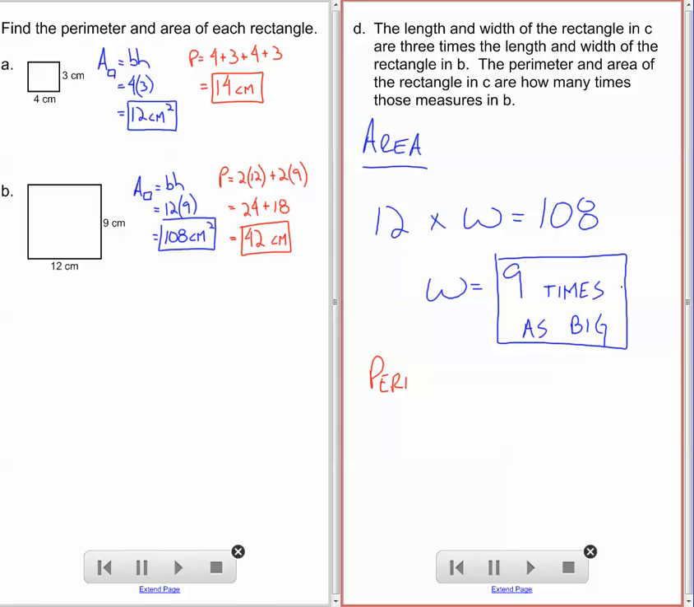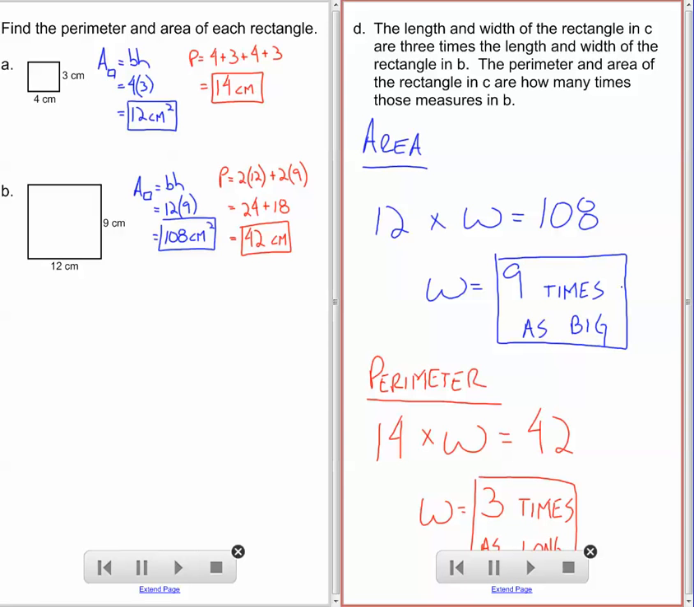Okay, so with perimeter, the perimeter of the small rectangle was 14. And that times what equals the perimeter of the large rectangle, 42? Well, 42 divided by 14 is 3. So the perimeter of the large rectangle is 3 times as much as the perimeter of the small. I said triangle, didn't I? I'm sorry, rectangle. So it's 3 times as long.